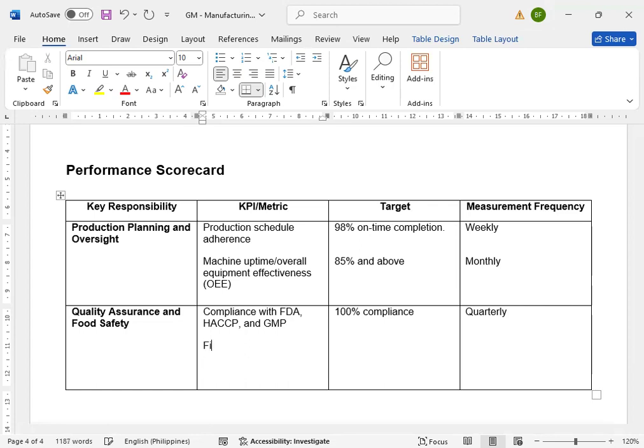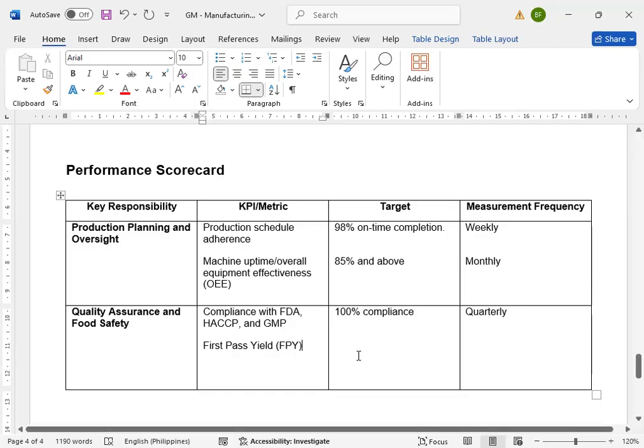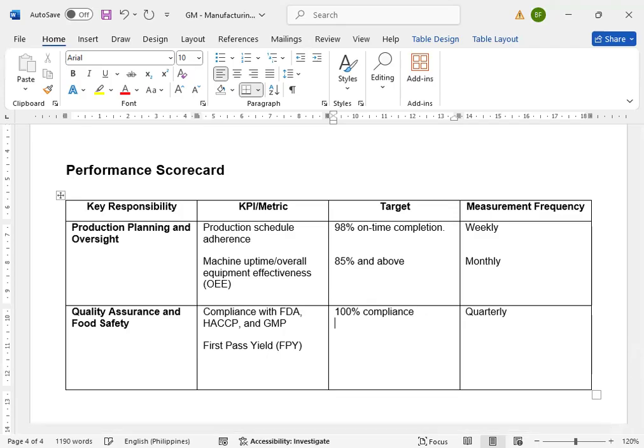The second KPI metric for this quality assurance and food safety would be first pass yield. I have already explained this when I was writing the GM job description. It simply means that the production is having a successful first production, or the first batch of production. There would be no failure, no problems in producing the first batch. So the first pass yield, FPY, should be successful. Maybe a statistician in manufacturing should record and monitor this and see to it that they are doing well in terms of FPY.